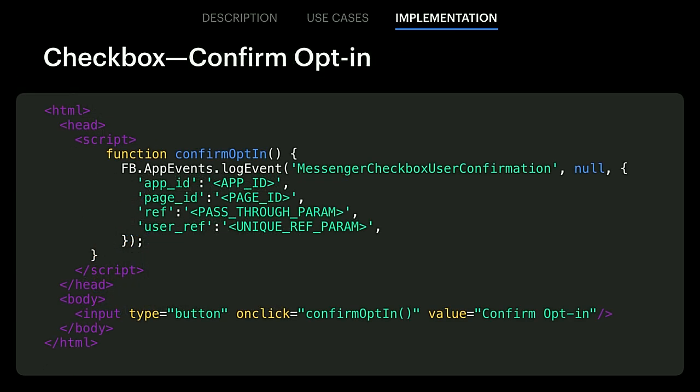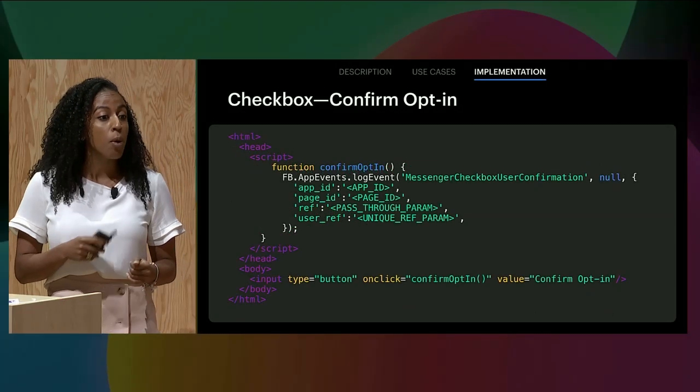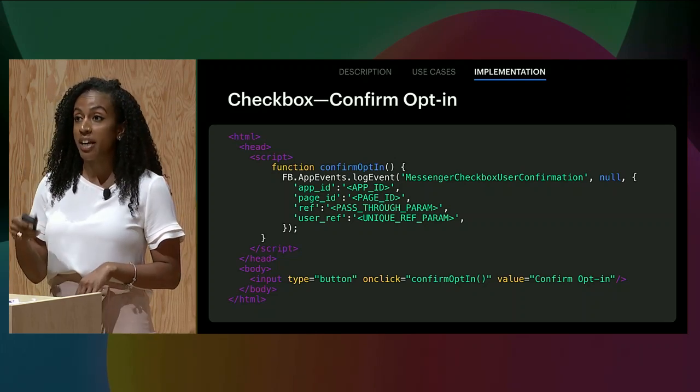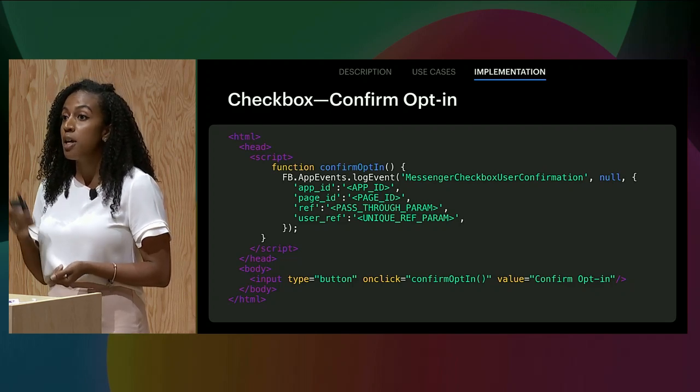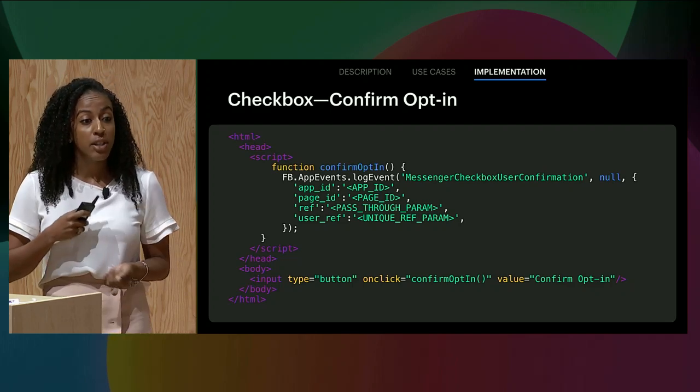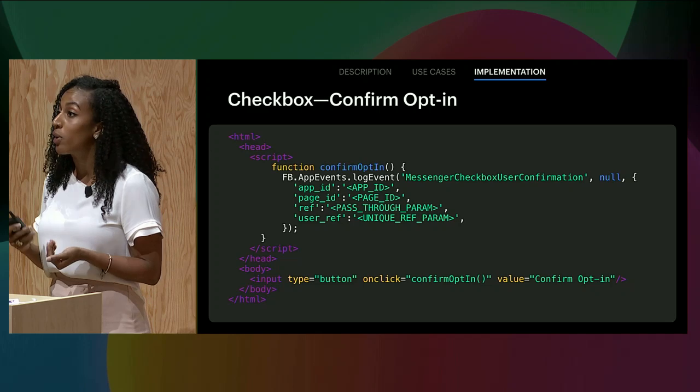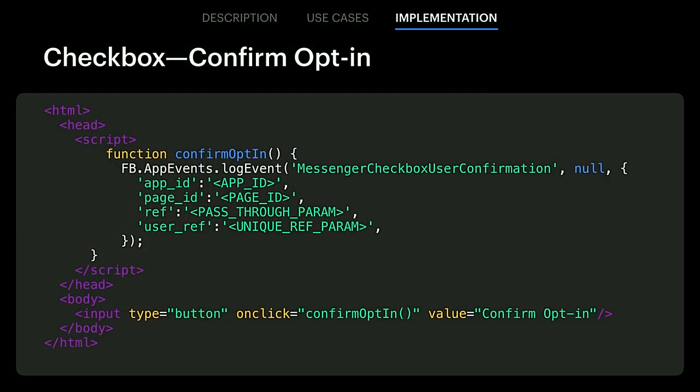Now here is where the Checkbox plugin really differs from the Send to Messenger plugin. Instead of immediately sending you a webhook event when the user checks the checkbox, you have the power to determine when that webhook is sent. Meaning, you can decide that a confirm button or a submit button is the trigger that you'd like to use to receive the opt-in webhook event by logging the Messenger checkbox user confirmation on the client, like this example.